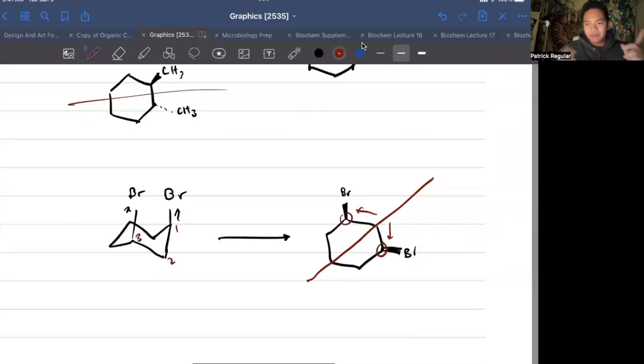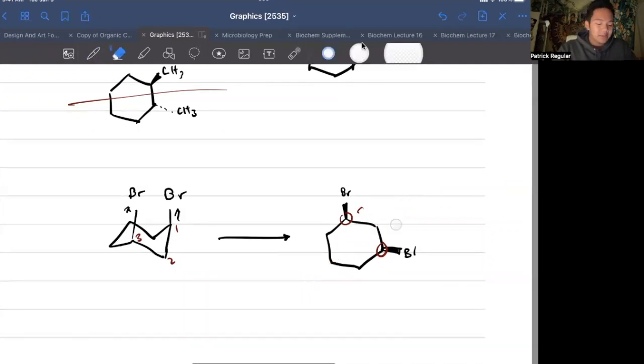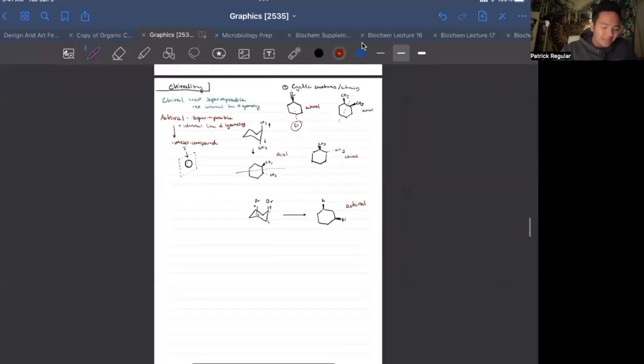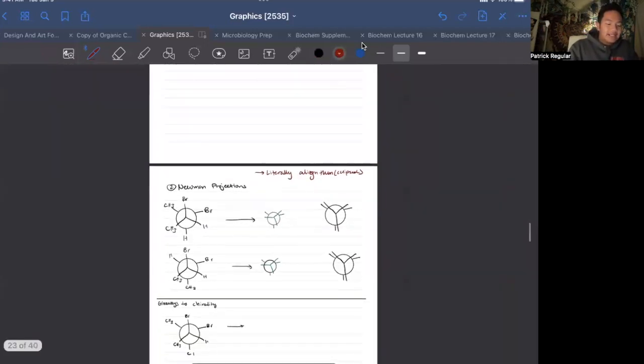They have Brs and they're facing into it or facing us. They're coming out of the page. So that's a plane of symmetry. The spatial arrangement is the same on both sides of that line. The groups are the same. So this is achiral. There you go. Okay.